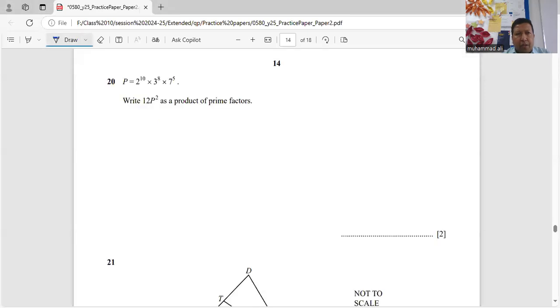Question number 20. P equals 2 to the power 10 multiply 3 to the power 8 multiply 7 to the power 5. Write 12p squared as a product of prime factors. So we have to write here 12, and instead of p, we can write 2 to the power 10 multiply 3 to the power 8 multiply 7 to the power 5, squared.